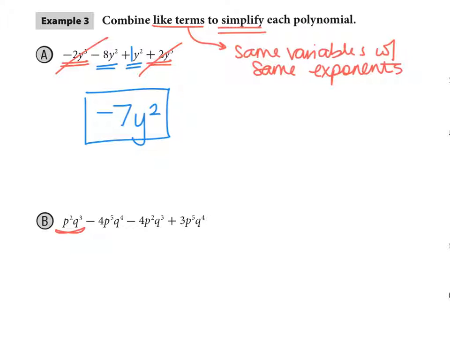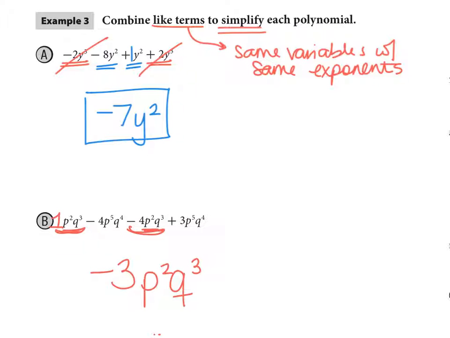So I'm going to combine p squared q to the third. And I'm going to put a number in front of that just to make it easier to count. So this is 1p squared q to the third minus 4p squared q to the third. So 1 minus 4 is -3. And then think about the rest of it as just like a word. You're not going to change anything. So that's just p squared q to the third.